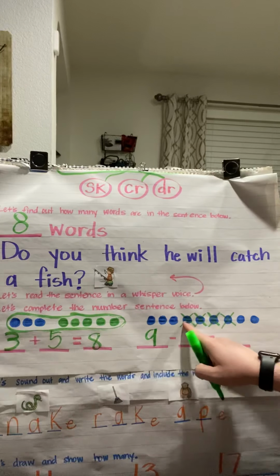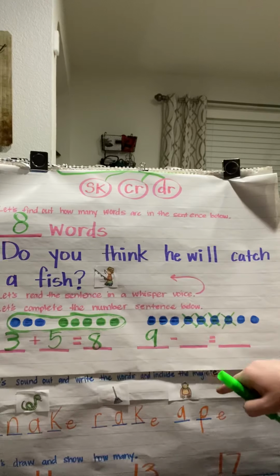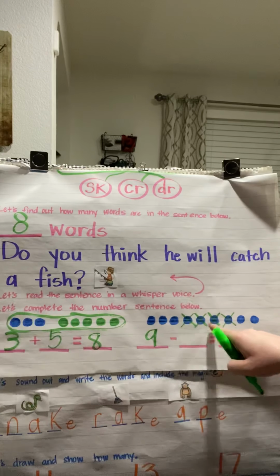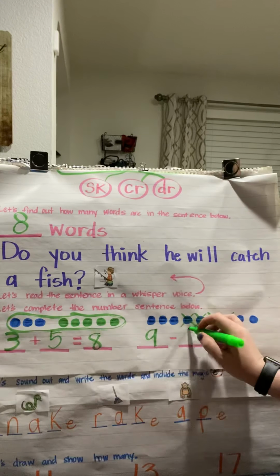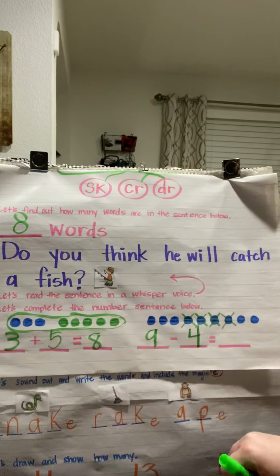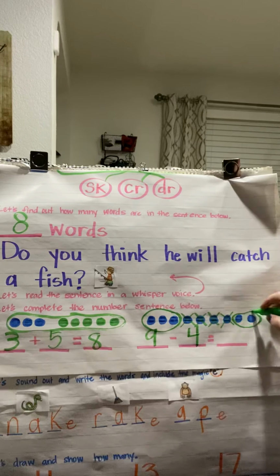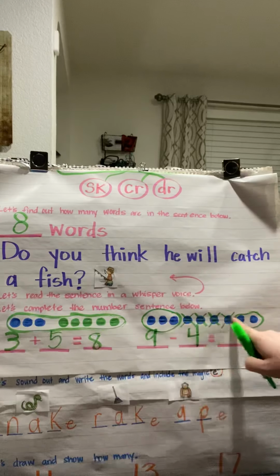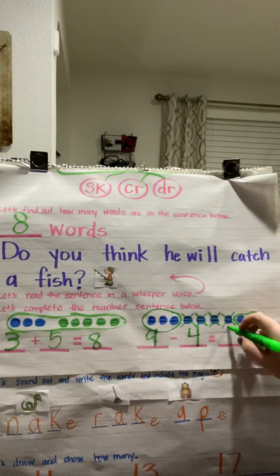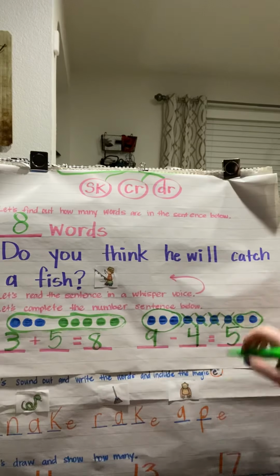And then they took some away, which are the ones with the x's. How many did they take away? 1, 2, 3, 4. They removed 4. And how many are left without x's? 1, 2, 3, 4, 5. Good job.